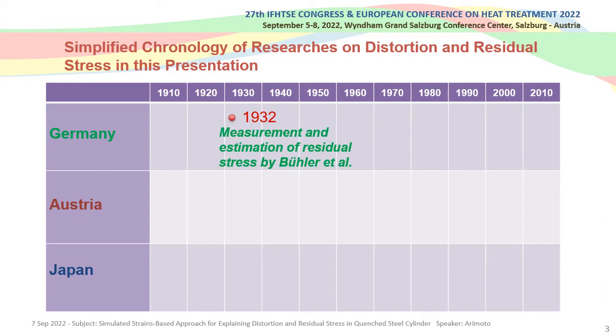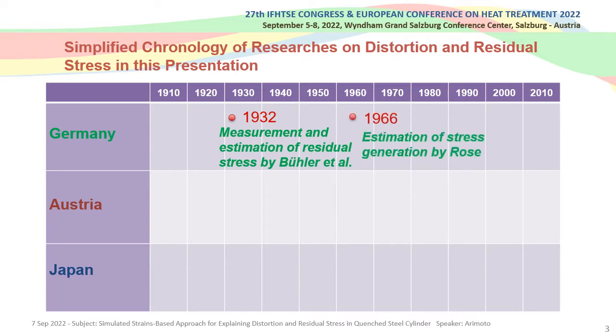This slide shows a brief chronology of the studies on residual stress in quenched steel cylinders, which are discussed in this presentation. First, these residual stresses were measured and estimated by Bühler et al., based on the concept of thermal and transformation stresses, and reported in 1932. This includes a study using iron-nickel alloy cylinders.